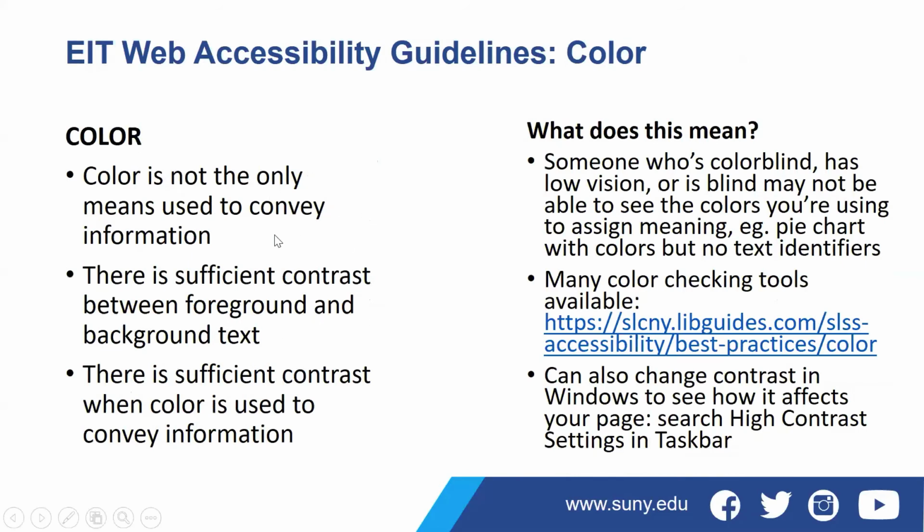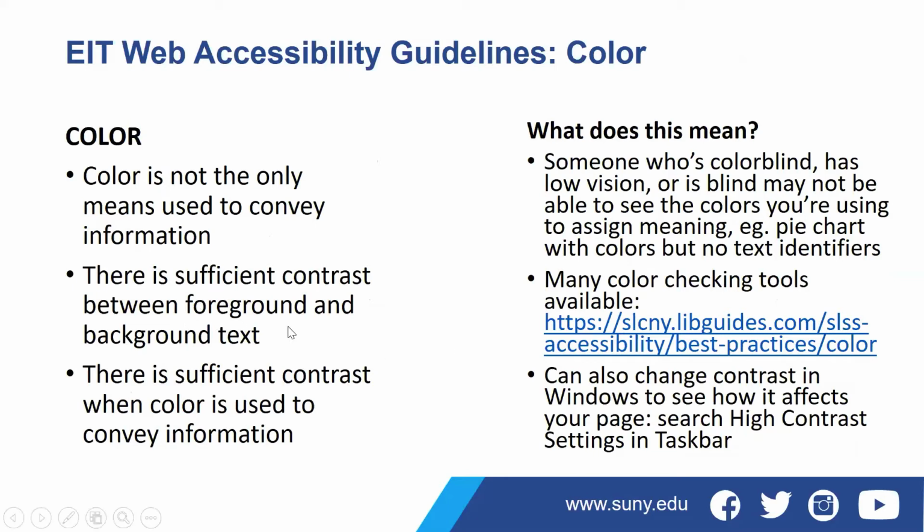So now we're going to talk a little bit about color. As I mentioned, you want to make sure that color is not the only means used to convey information. So if you have a pie chart that has colors to identify different areas but no text identifiers, that's not great, because if you are colorblind, you might not be able to see the difference in the different slices of the pie.